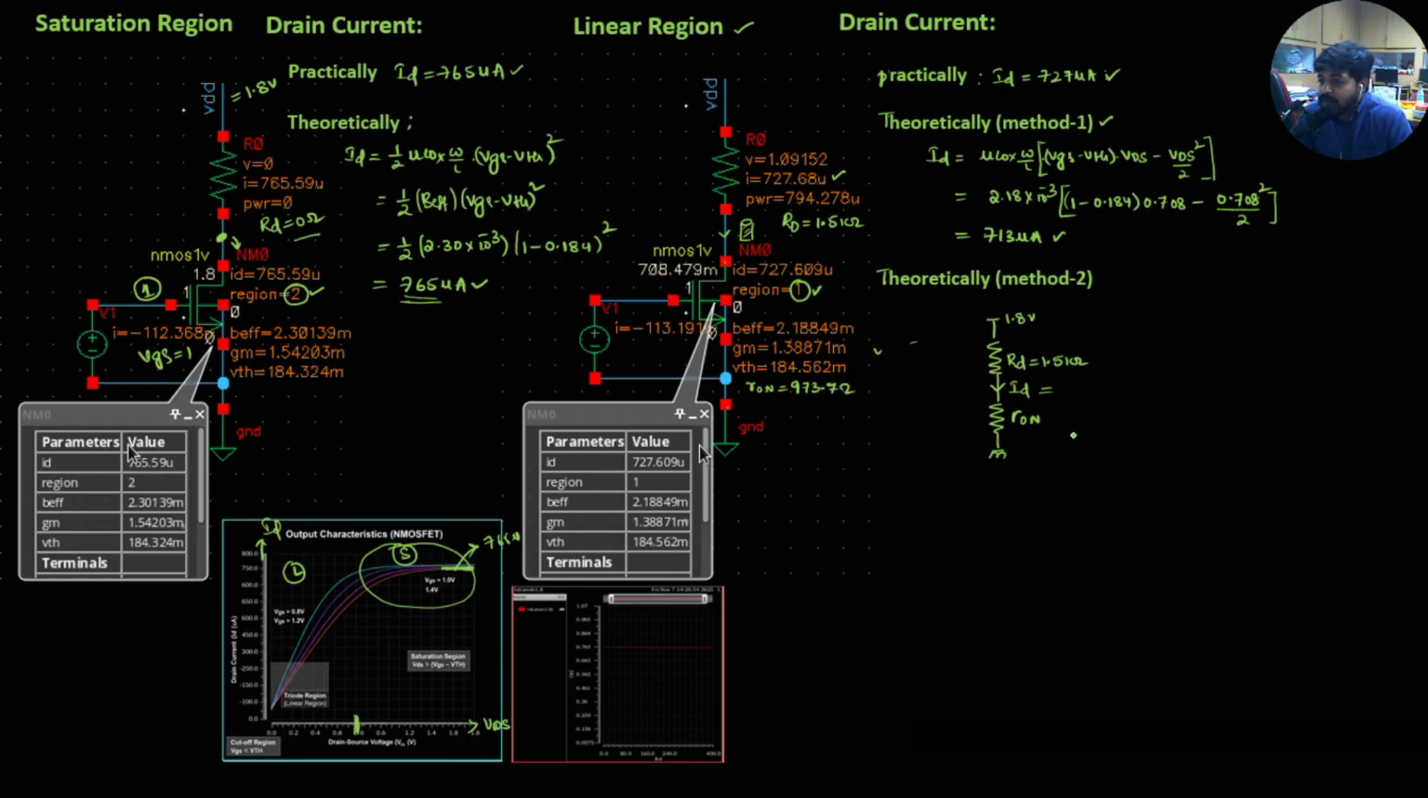0.7 ohms. So now this Rn value is equal to 973.7 ohms. As we know, this resistance and this one are in series, so the total current ID is nothing but the supply voltage VDD, 1.8 volts, divided by the total resistance, 1.5 kilo ohms plus 973.7 ohms.